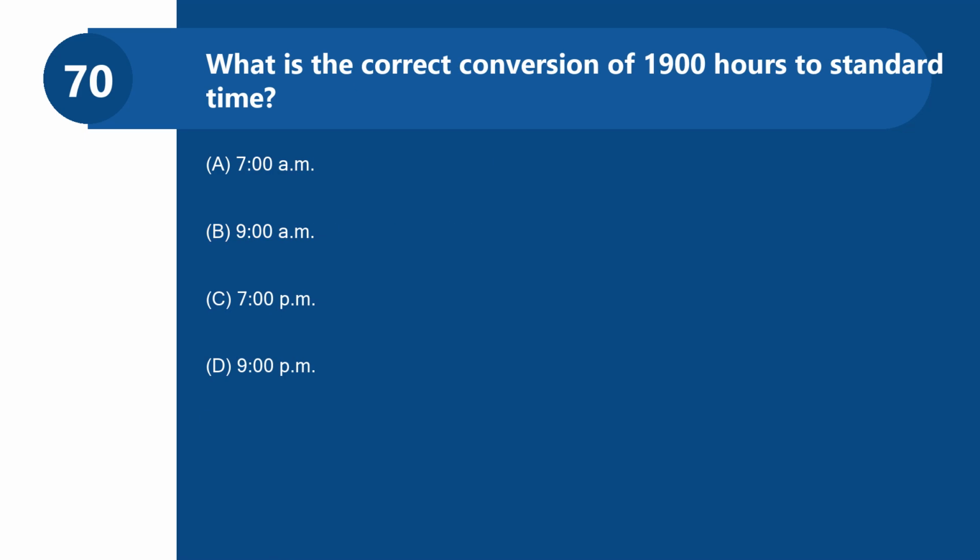Question 70. What is the correct conversion of 1900 hours to standard time? Option A, 7:00 a.m. Option B, 9:00 a.m. Option C, 7:00 p.m. Option D, 9:00 p.m. The correct answer is option C, 7:00 p.m.